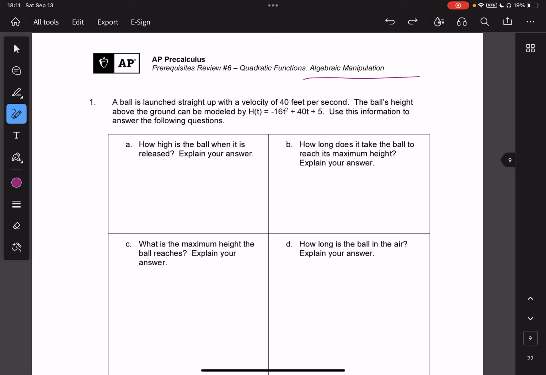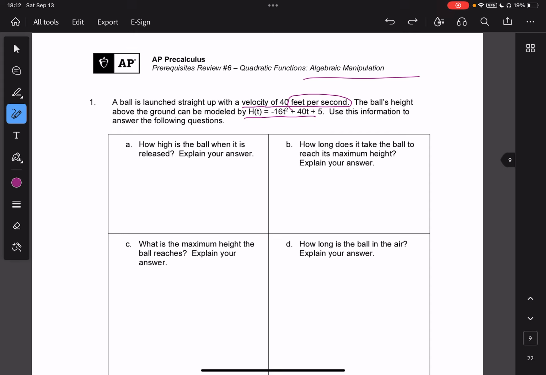The algebraic manipulation, again, we're talking about throwing a ball straight up. The question says a ball is launched straight up with a velocity of 40 feet per second. The ball's height above the ground can be modeled by this equation. Use this information to answer the following questions. So, how high is the ball when it's released?